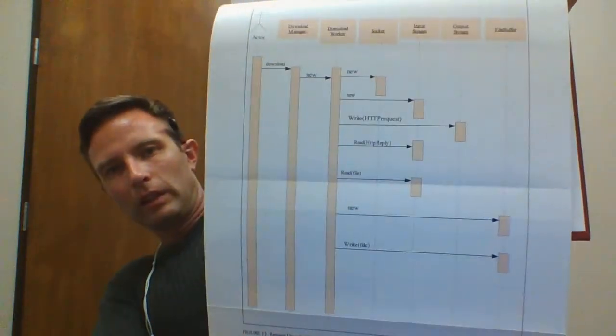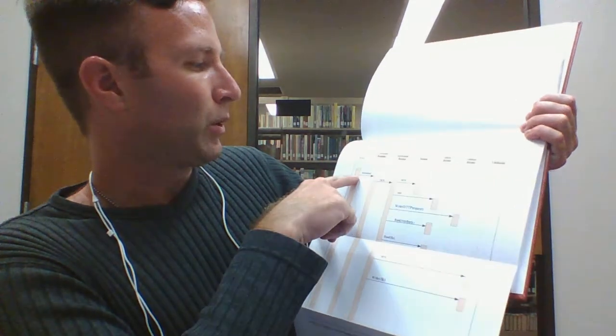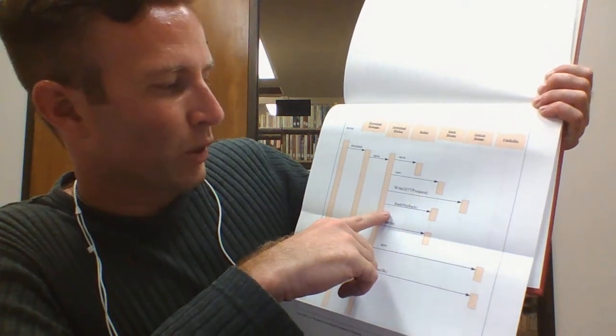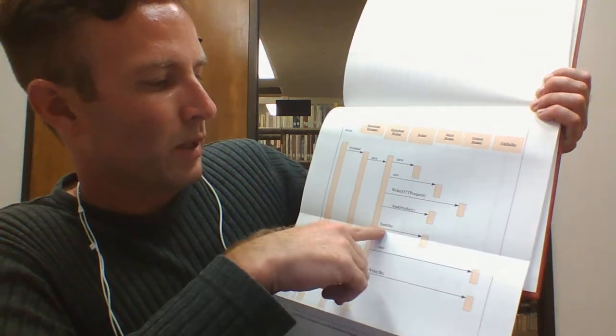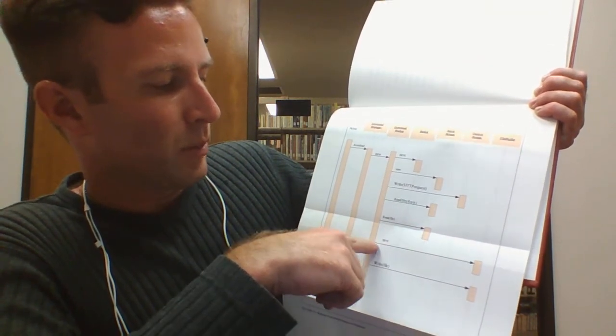Okay, we're going over figure 13, the request download sequence diagram. These are the ones that were mentioned previously. Across the top we've got the actor, download manager, download worker, socket, input stream, output stream, and the file buffer. The actor downloads to the download manager, and from the download manager it goes to new download worker, and then from the download worker to new socket. From the download worker I also have a new that goes to the input stream, and then from the download worker goes the write HTTP request to the output stream. Then from the download worker, read HTTP reply from the input stream. Read file from the download worker goes to the input stream, and from the download worker goes to the file buffer. Download worker, write file goes to the file buffer. And this is figure 13, the request download sequence diagram.